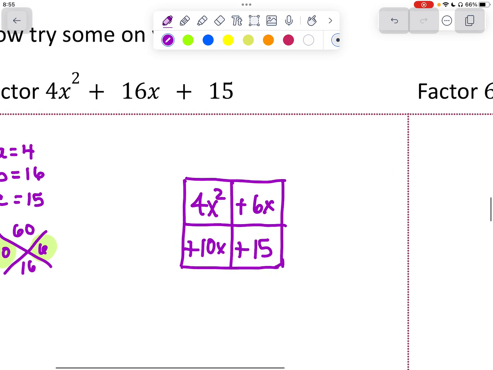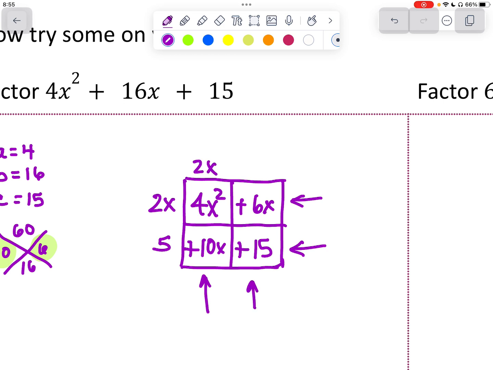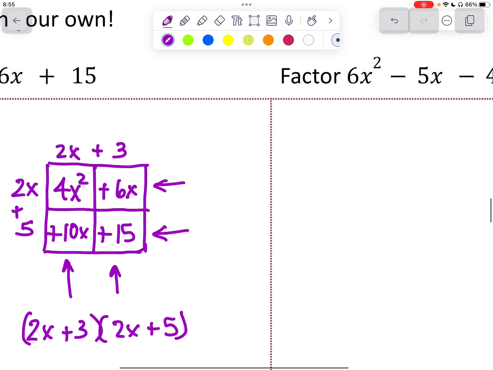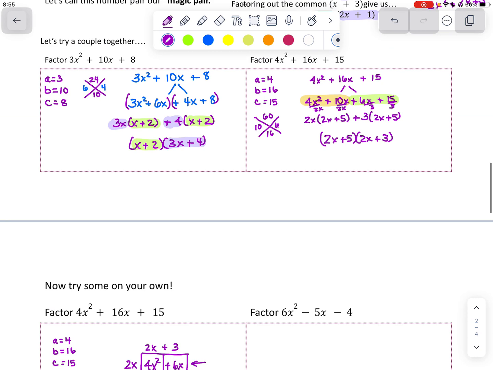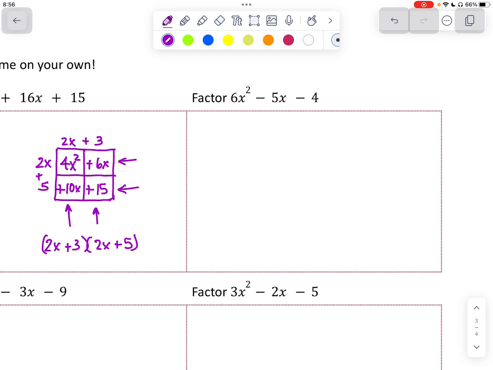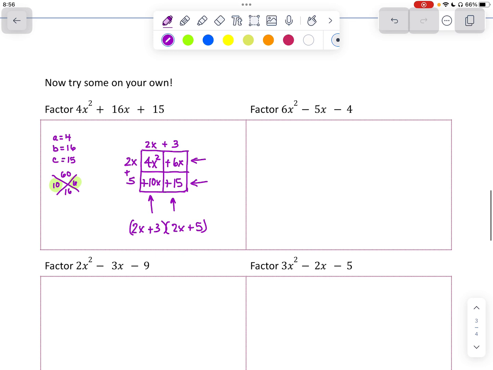And then we just look to see what the rows and columns have in common. These two terms have in common a 2x. These two terms have in common a 5. These two terms have a 2x in common. These two terms have a 3 in common. All of the signs are plus, so it's going to factor to be 2x plus 3 times 2x plus 5, which is exactly what we got right here for the same problem. Take a few minutes and try these on your own, and then come back and check and see how you did.